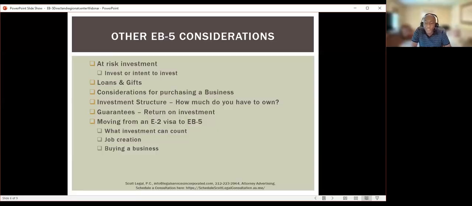We talked about loans and gifts. We talked also about considerations with purchasing a business, how it generally does not work for EB-5. And we talked also about how much you have to own. It can be a fractional percentage. You can't have any guarantees. And this comes up in the context of EB-5 direct and regional center a lot, because a lot of our clients say, well, I want to see something in writing that guarantees I get my money back or guarantees I get a particular return. And that's not permitted for EB-5, right? It is an investment in a risky investment, so it has to be at risk in that context as well.